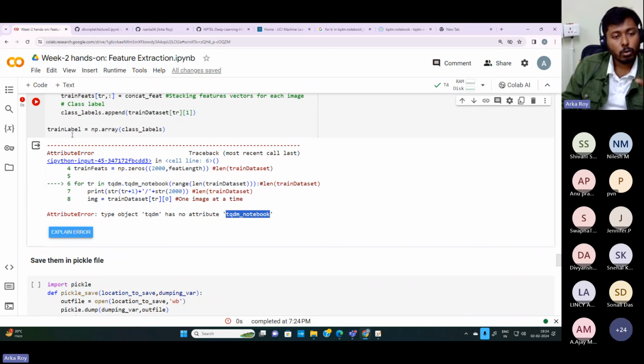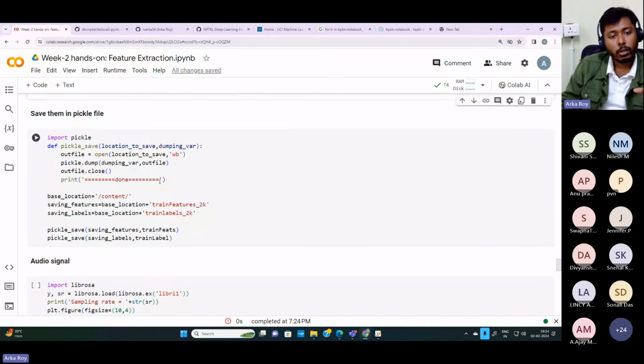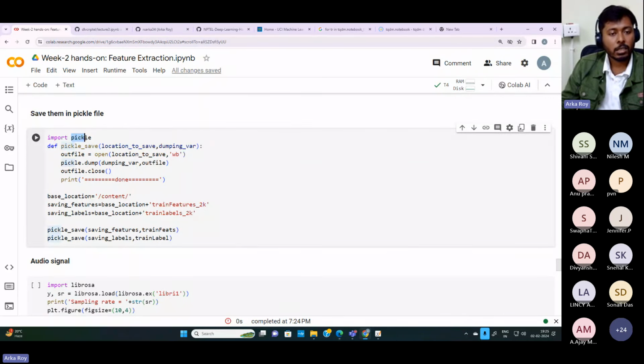So we need to store the features into some kind of file, for example, numpy file, mat file. For example, if you save it in mat file, then you can import those data into MATLAB. Now we'll be using pickle. So pickle is another form of data. You can save data in the pickle format. So for that, I have written a function which will save the data in pickle.